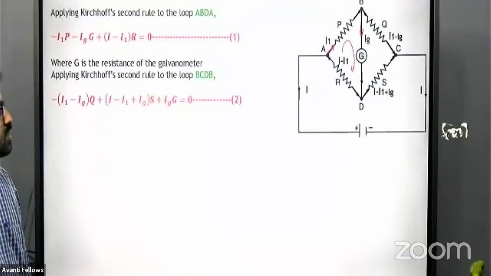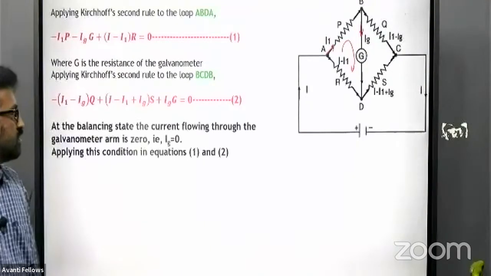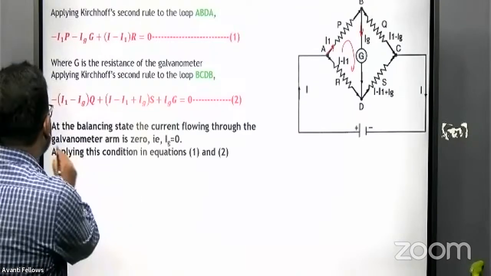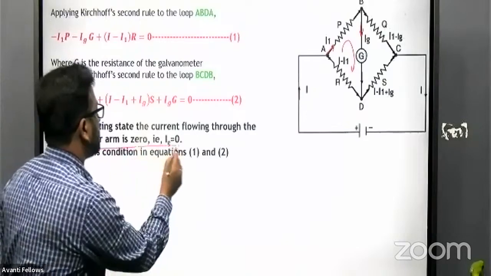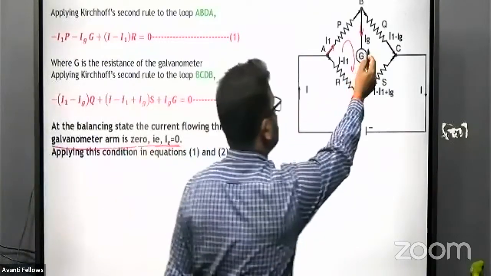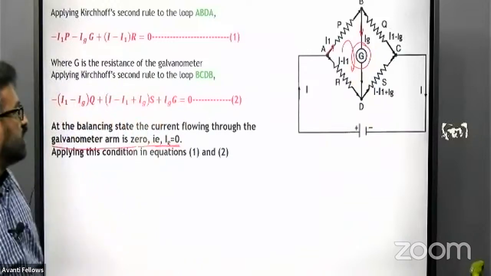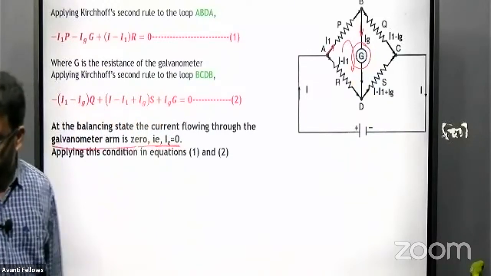All right. Now, if the current in the galvanometer is 0, that is Ig is 0, there is no current through the galvanometer. The current through the galvanometer reduces to 0. Ig reduces to 0. What happens?